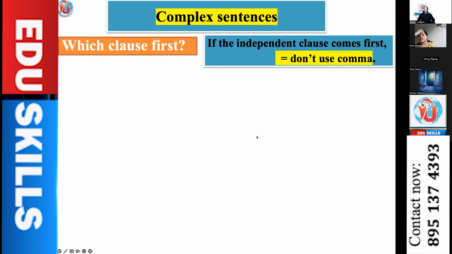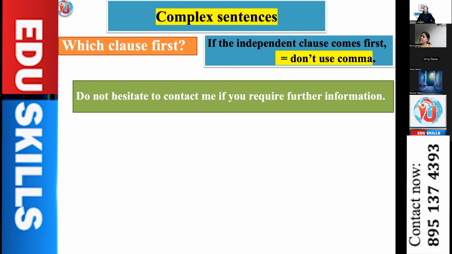Now, which clause first, independent or dependent clause? The answer is, if the independent clause comes first, don't use a comma. Do not hesitate to contact me if you require further information. The same sentence, we have put the order in a different way.